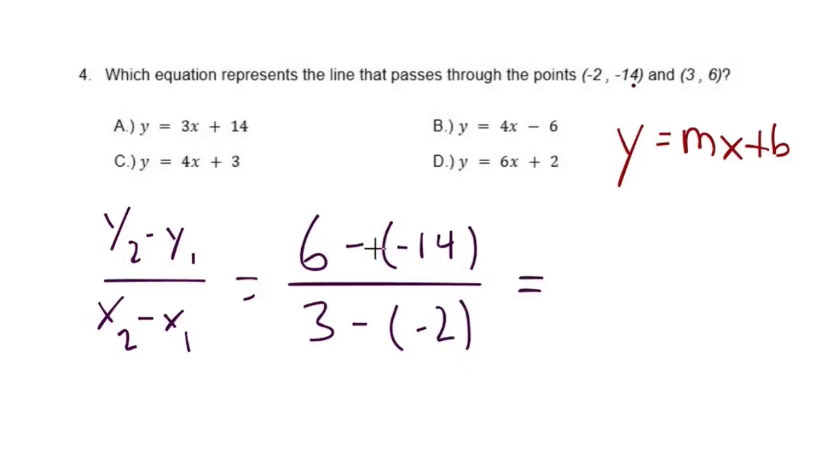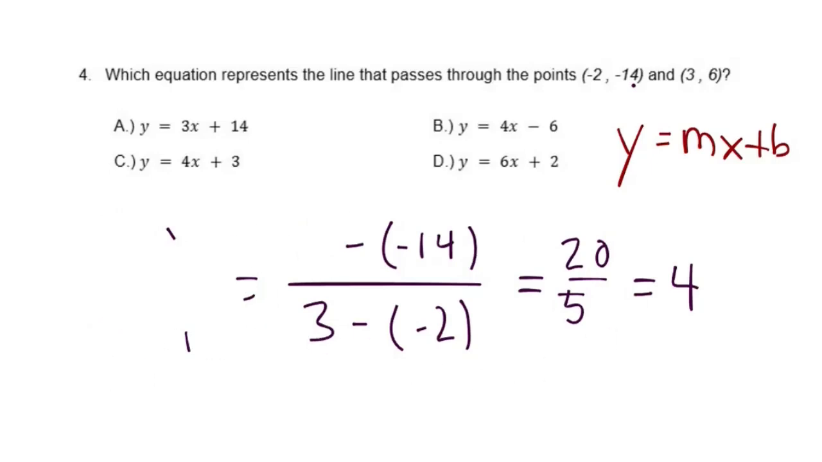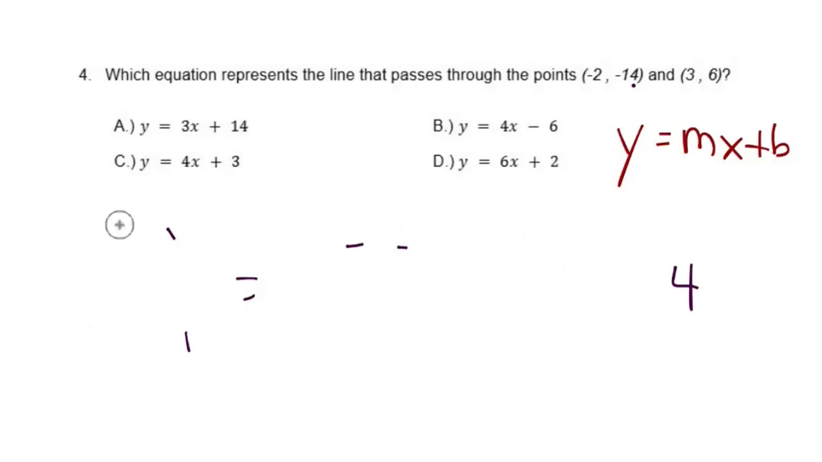So 6, minus minus, that's plus. So 6 plus 14, that's 20. 3 minus minus, so 3 plus 2, that's 5. That's 20 over 5. If we simplify that, we get 4. So that's our slope. I'm going to get rid of this here just so we can save some space. So we know that our slope, which is m, is 4.